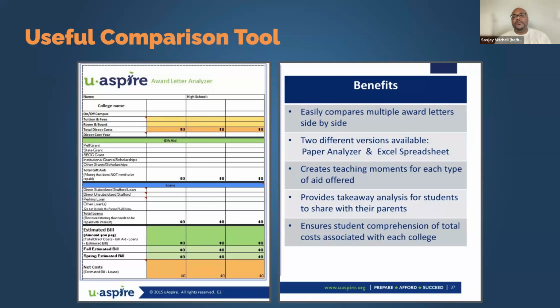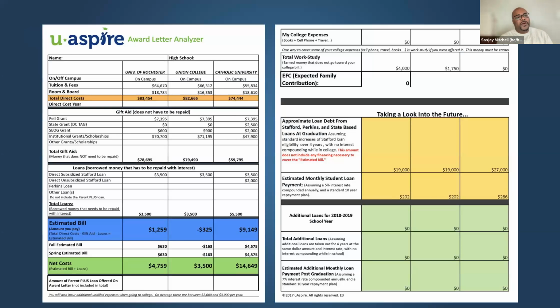It creates teaching moments for each type of aid offered. It provides takeaway analysis for students to share with their parents, and it ensures students' comprehension of total costs associated with each college. So what does this look like when it's filled out? It looks like this, right?